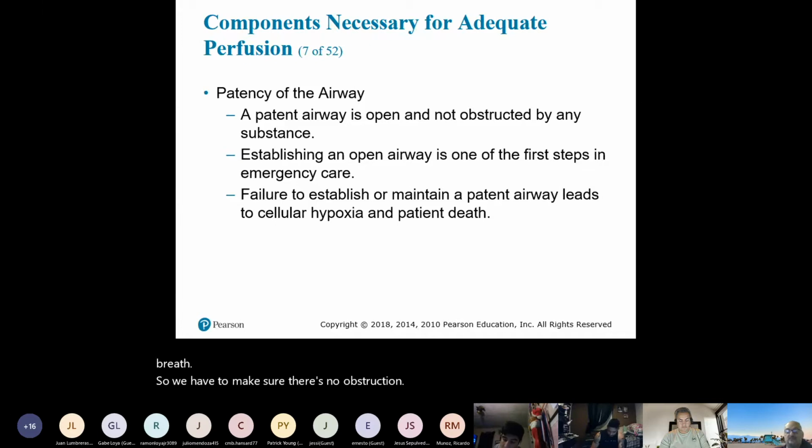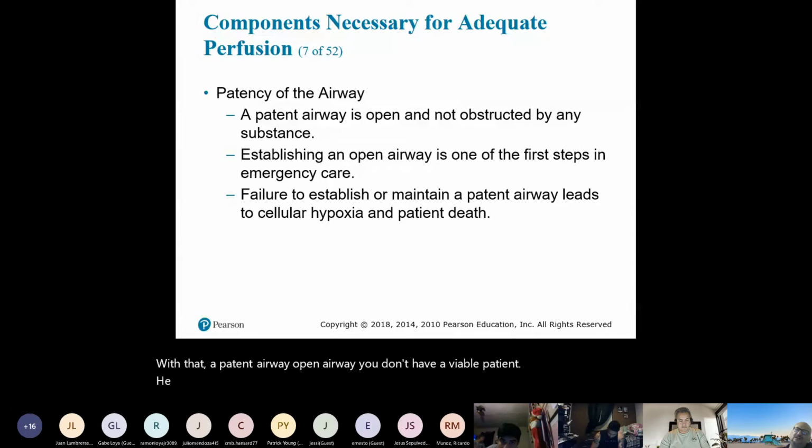This is why I still disagree with AHA when they say CAB. Although I understand if they're unconscious or dead, you got to worry about circulation first. But I disagree because without a patent airway, open airway, you don't have a viable patient. You could pump the chest all day long, all month long, all year long. If you're not getting oxygen into the bloodstream, you're not going to have a person alive for very long.